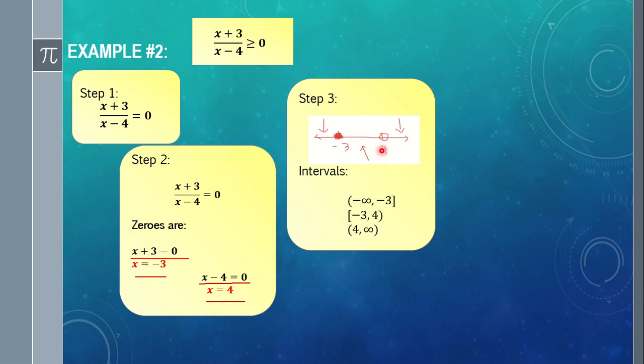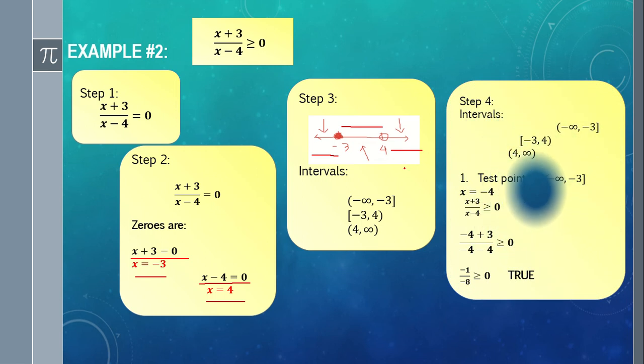And 4 there should be hollow because take note that 4 will make our denominator 0. For example, let's substitute 4 on the denominator. It's going to be 4 minus 4. Automatically, the denominator is 0. Therefore, it makes our inequality undefined. That's why it's automatically not part of the solution. And then you have the intervals already. Negative infinity to negative 3, from here going here. Negative 3 to 4, from here in the middle. And then 4 going to infinity, from this going here.